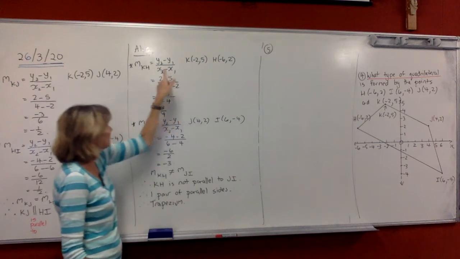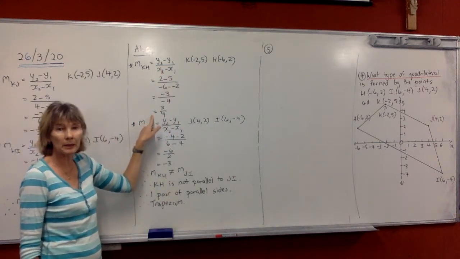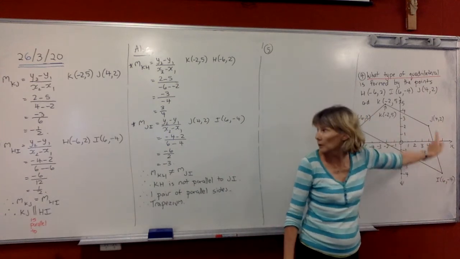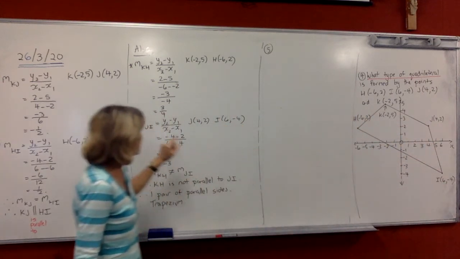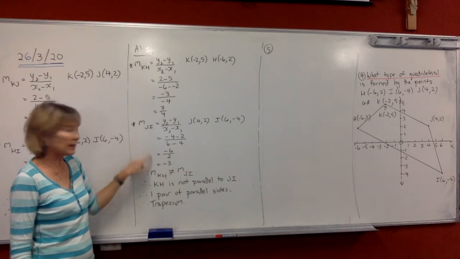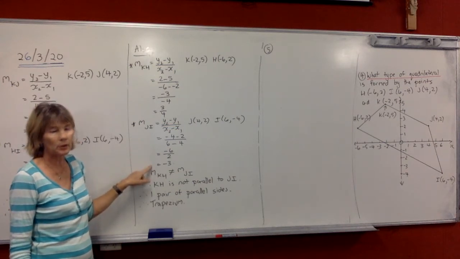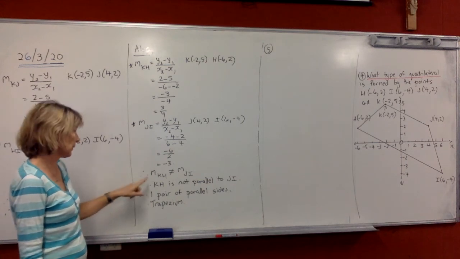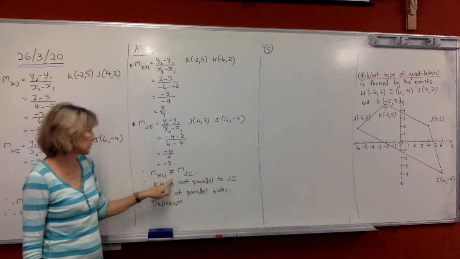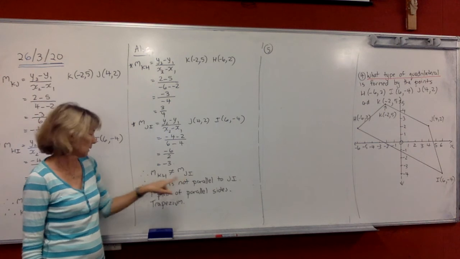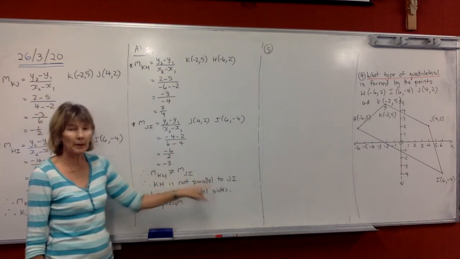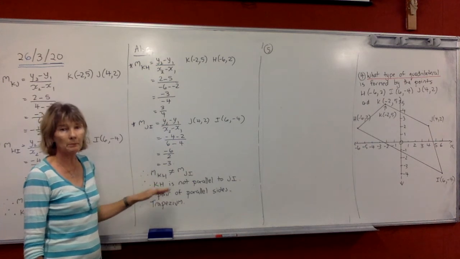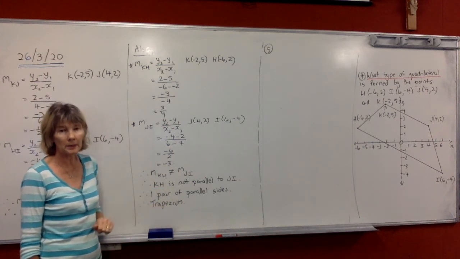And if we sub those numbers in, the gradient of KH works to be 3/4. And then if we look at the other one, JI, we sub those numbers in and its gradient ends up being -3. So we were right, they're not the same, but we have to tell them that. So we have to say the gradient of KH does not equal the gradient of JI. Therefore, KH is not parallel to JI. Then you can say we have one pair of parallel sides, therefore it's a trapezium.